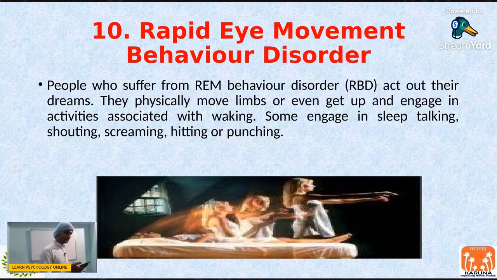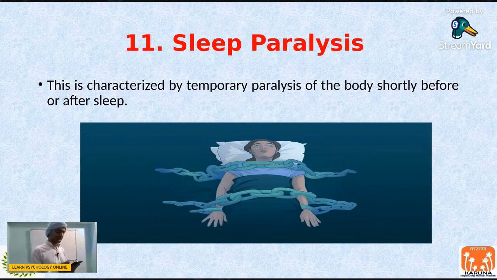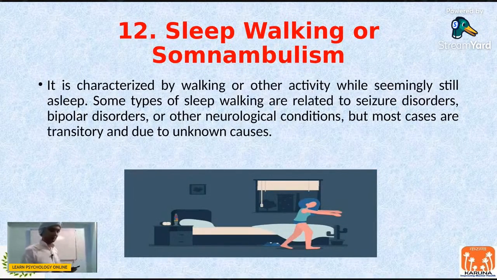Now, 11th is sleep paralysis. It is characterized by temporary paralysis of the body shortly before or after sleep. And 12th one is sleepwalking. It is characterized by walking or other activity while seemingly still asleep. Some types of sleepwalking are related to seizure disorders, bipolar disorders, or other neurological conditions, but most cases are transitory and due to unknown cause.